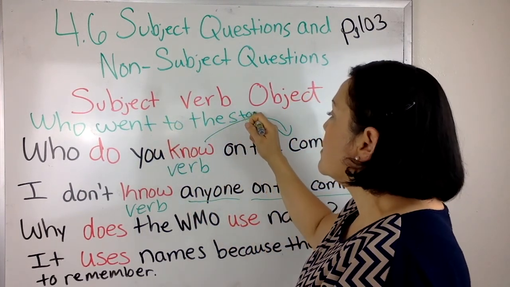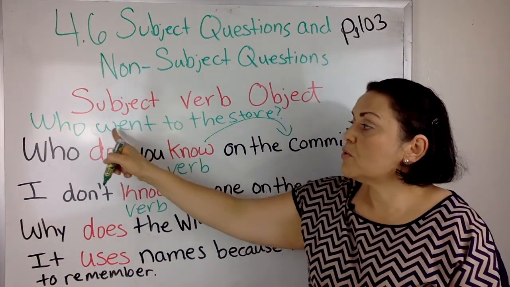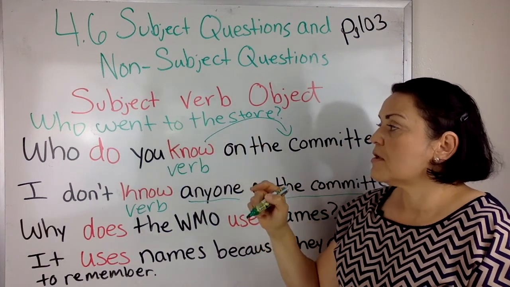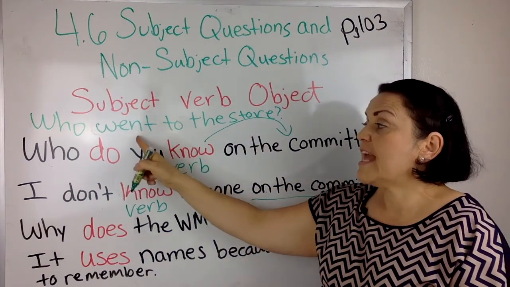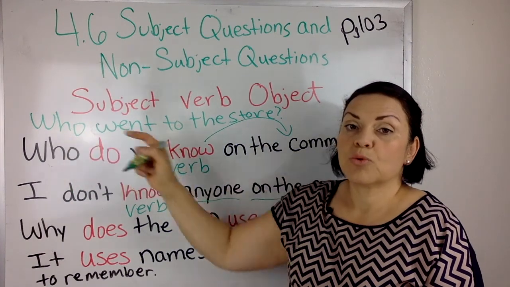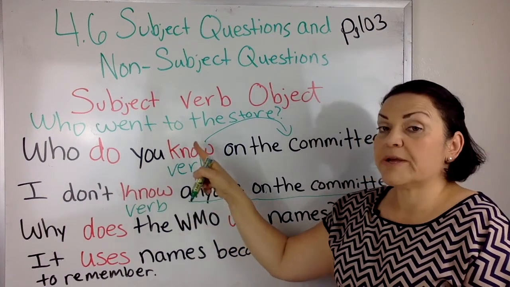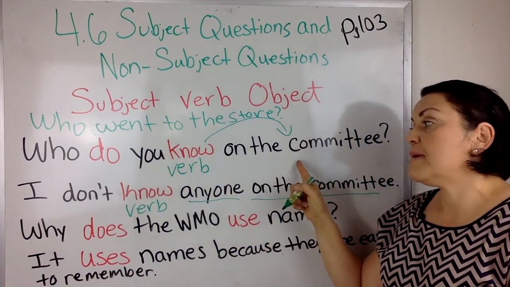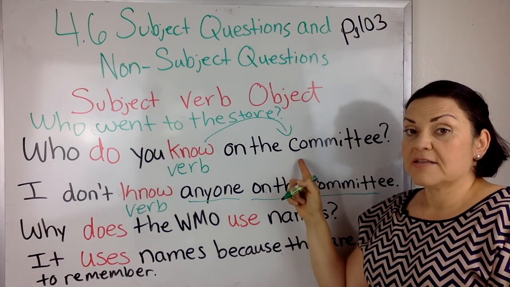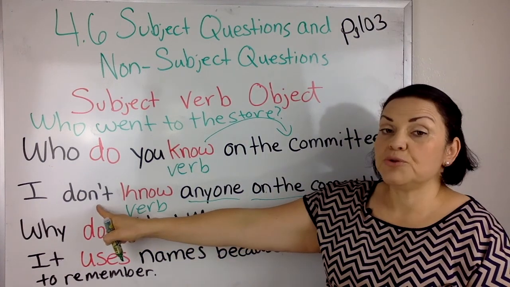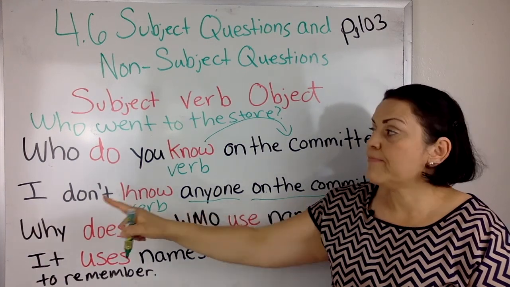Store. So if I ask you a question about who went to the store, is the answer going to be about the store, or is the answer going to be about who? Right? This one says, who do you know, here's the verb, on the committee? The answer is asking for the object. So then you have to use do, I do, or I don't, or he does, or he doesn't.